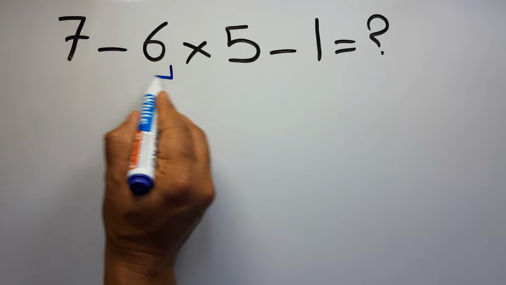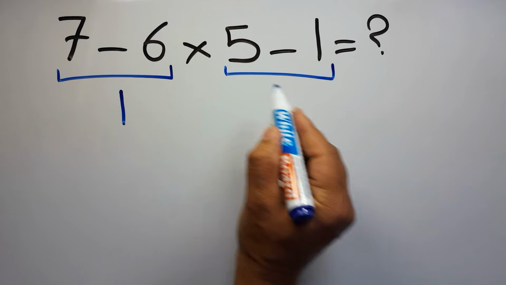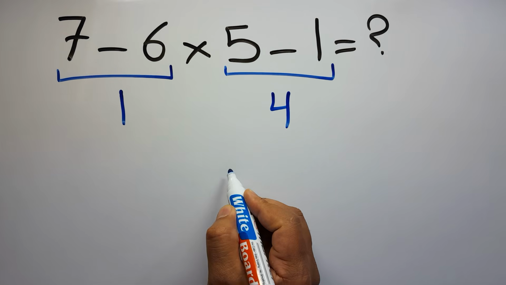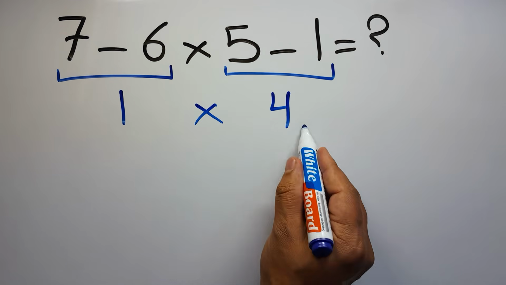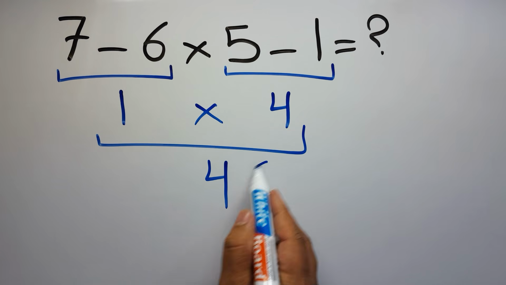7 minus 6 gives us 1. And 5 minus 1 equals 4. So we have 1 times 4, which equals 4. But this answer is not correct.